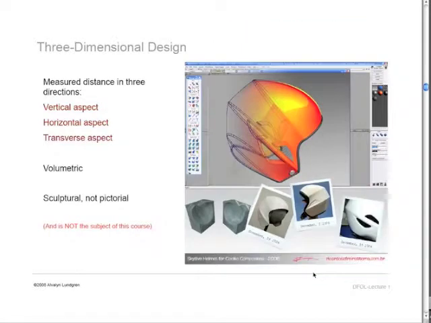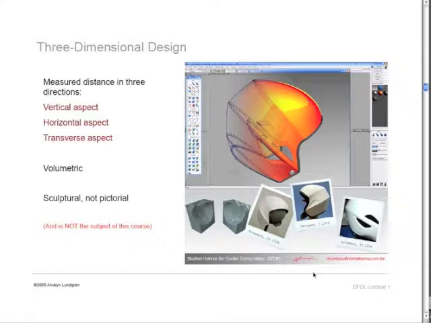Three-dimensional design, on the other hand, is born out of two-dimensional design in terms of that's where the concepts begin. But we now have a third aspect, which is the transverse. That gives us the depth. Three-dimensional design is truly volumetric. It is not virtual space. It's actual volumetric space that we can walk around, we can move through, and is considered sculptural and not pictorial.